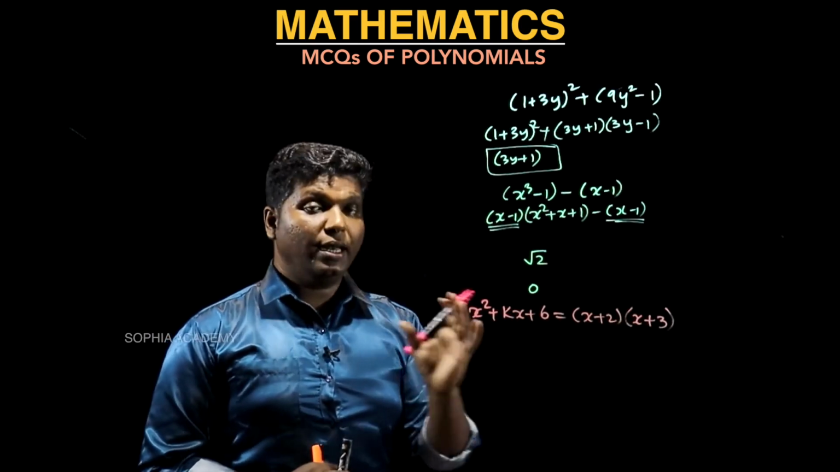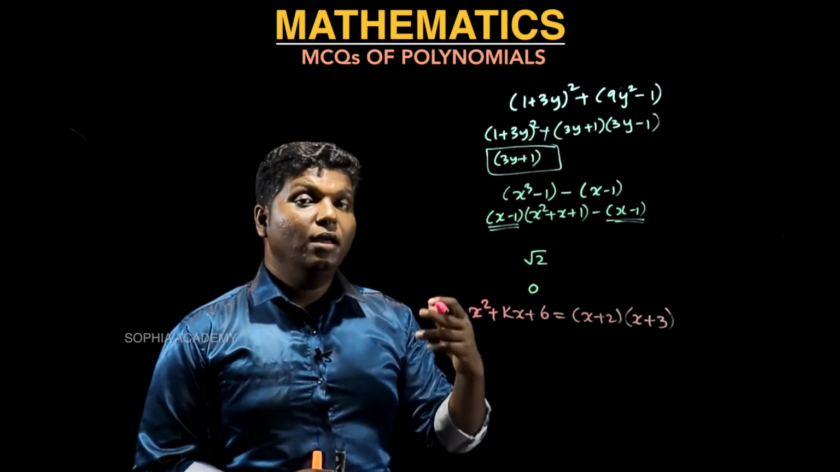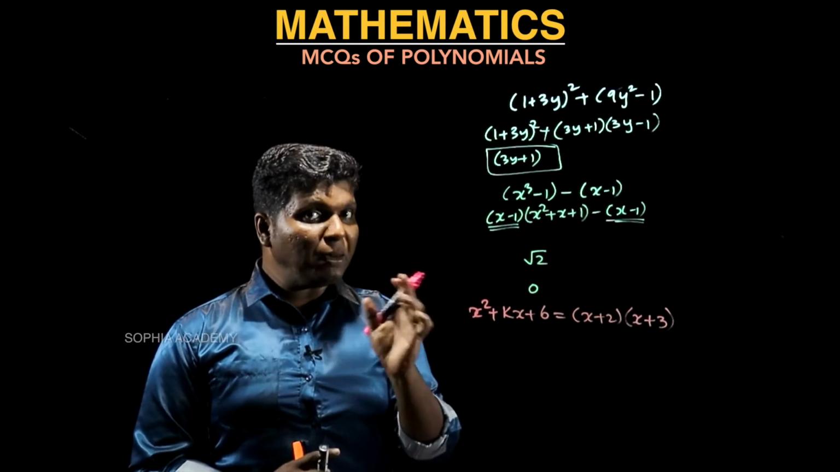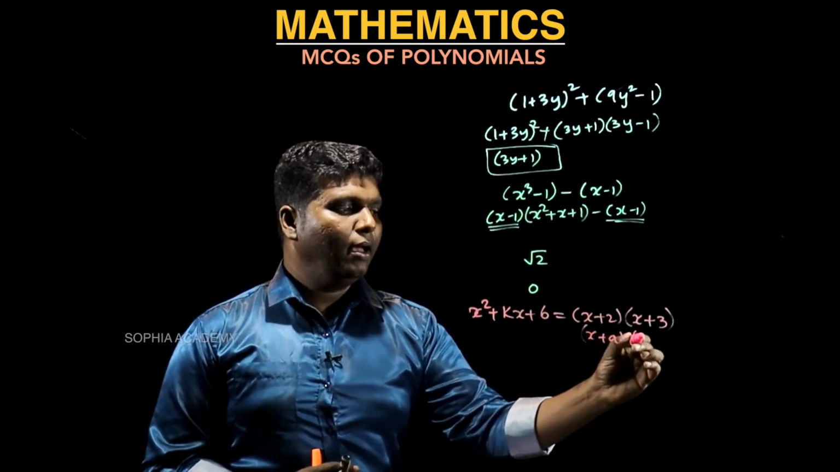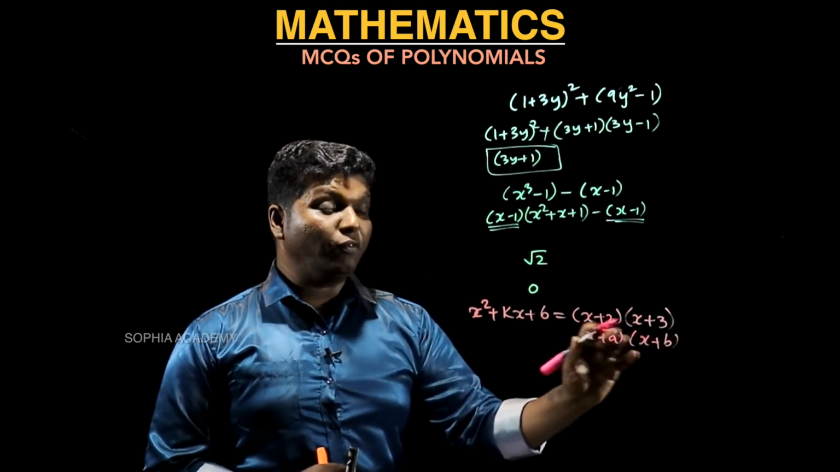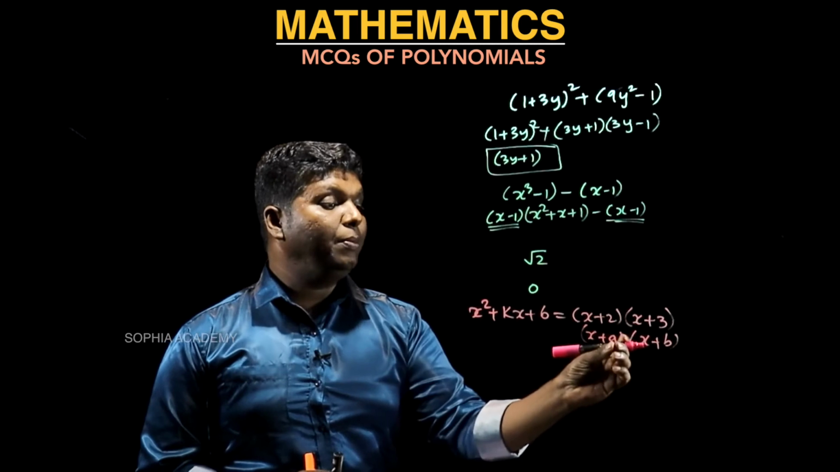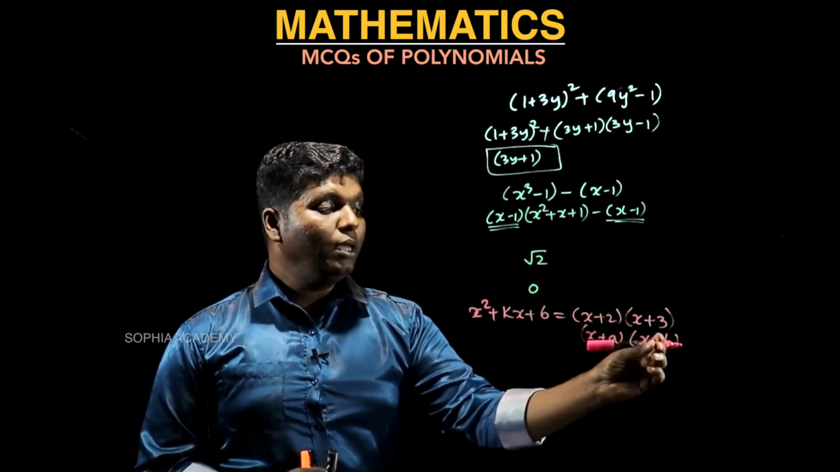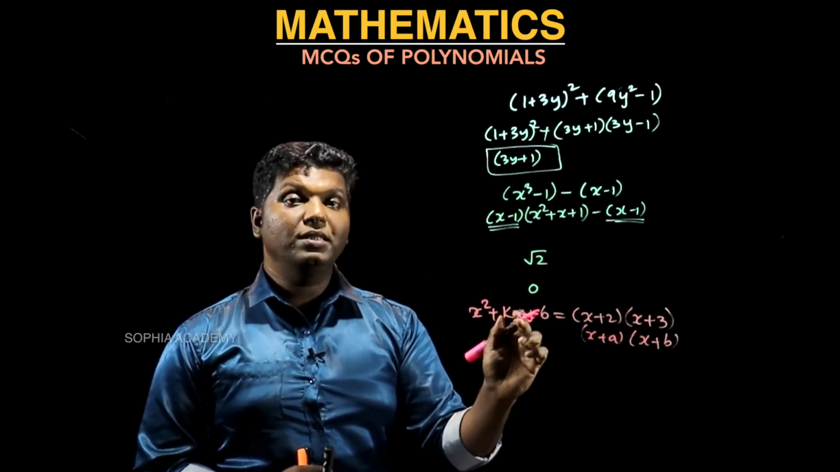Now tell me about this one, x plus a into x plus b. What is x plus a into x plus b? It is x square plus a plus b into x plus ab. The center term is a plus b into x. It's of that form. So if you are taking the identity, you can understand the center term will be a plus b into x. So instead of a it is 2, instead of b it is 3. So 3 plus 2 is 5. So 5x should be the center term.